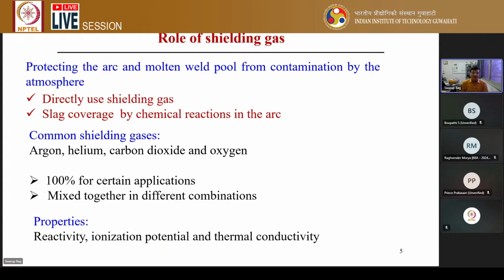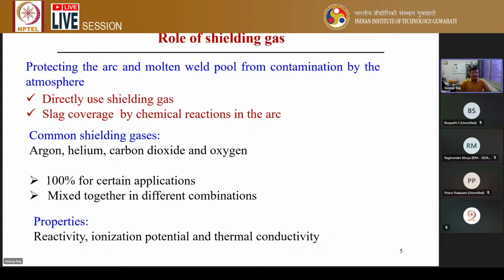Probably we can use the oxygen by mixing with the other inert type of gas, say argon and helium, but the oxygen percentage is very, very low. In that way, we can use the oxygen. Sometimes a very small quantity of oxygen acts as a surface active element, which is useful, and sometimes it also helps the stability of the arc. So for that purpose, we can use the inert type of gas mixed with the oxygen. So those options are also there.